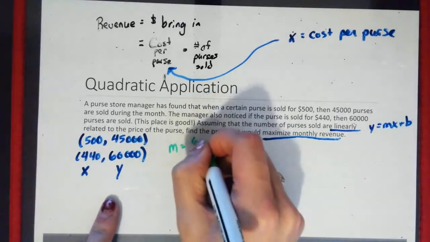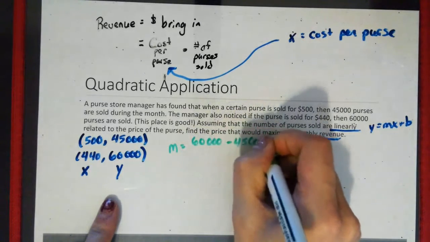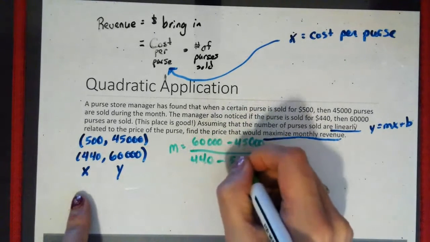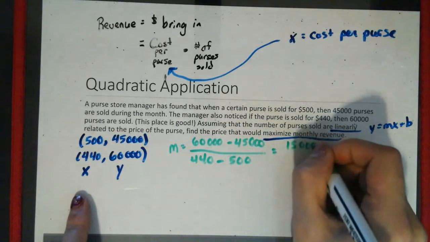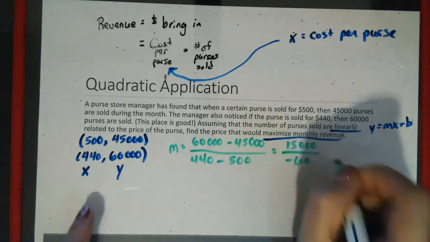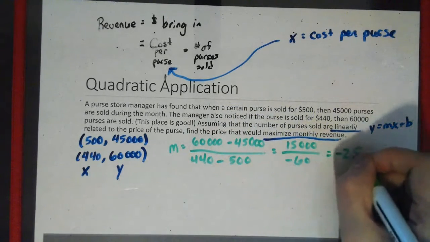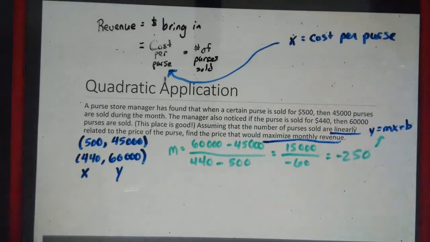M is equal to y2, which is 60,000, minus y1, which is 45,000, over x2, which is 440, minus x1, which is 500. That's going to be 15,000 divided by a negative 60. And 15,000 divided by negative 60 is negative 250. So we know the slope of our line. That's our m value. We still need to find b.